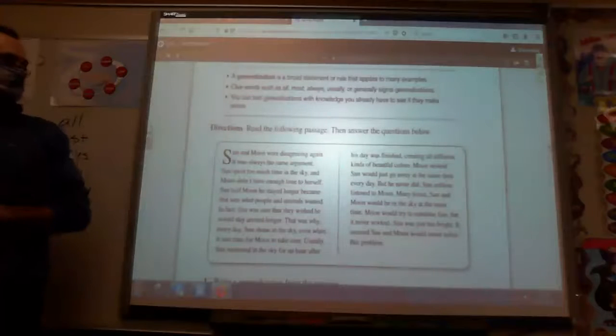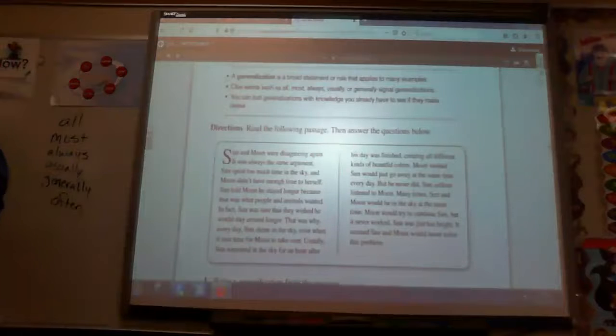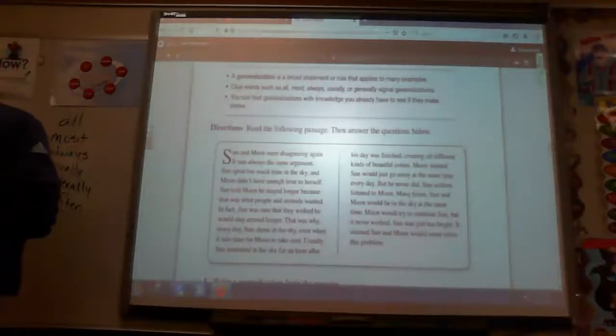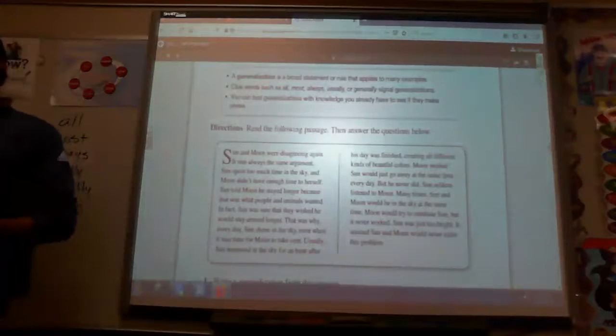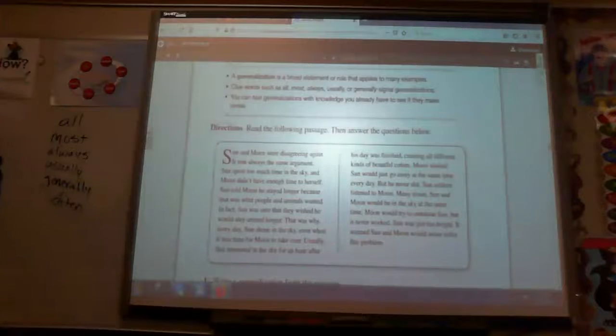You can test generalizations with knowledge you already have to see if they make sense. Because if it's a valid generalization, it'll make sense. It'll be something that you know often happens. If it's a faulty generalization, then what you're going to realize is that that isn't something that often happens when we're in the real world.